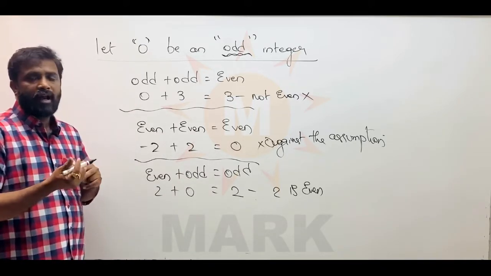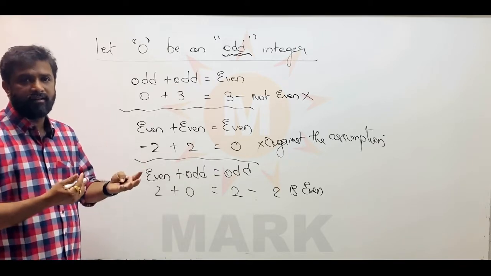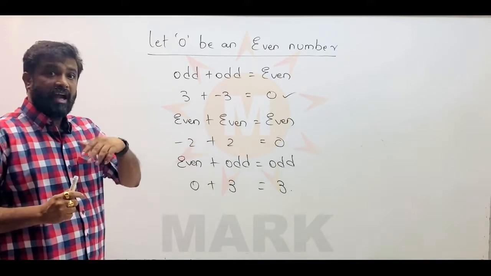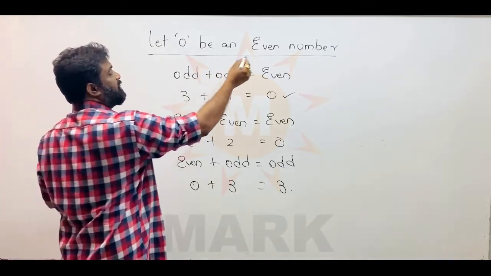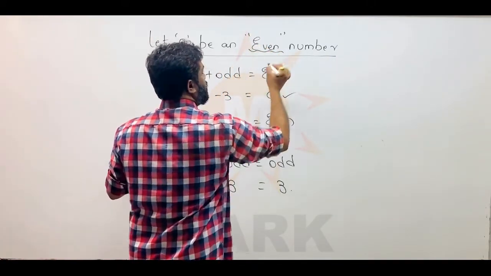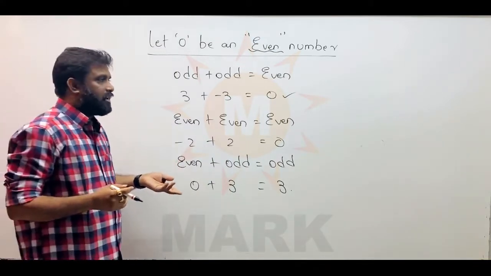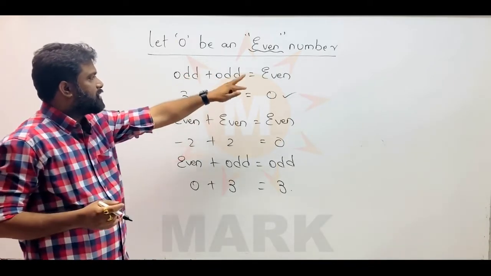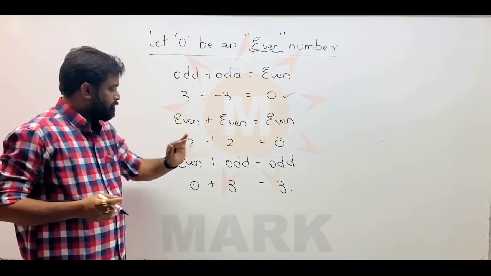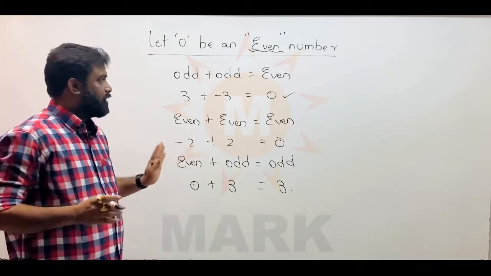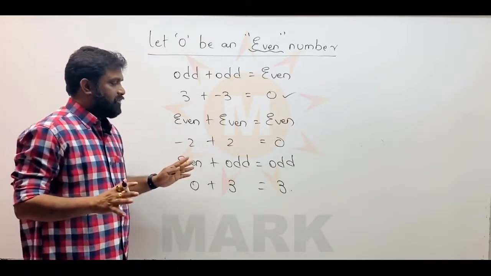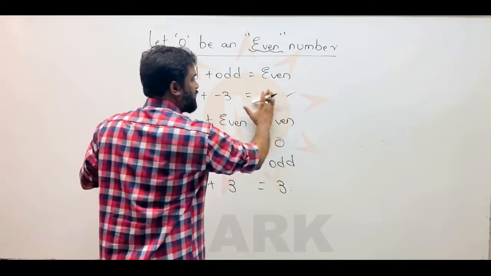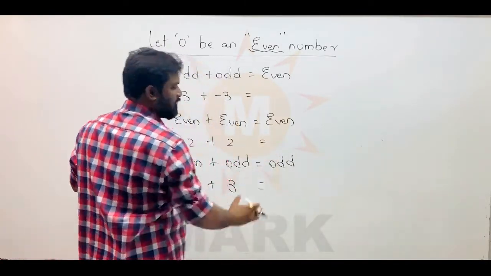Now let us see what happens if I assume 0 as an even integer, right? Let 0 be an even number. Again I have written the rules: odd plus odd should give even, even plus even should give even, and even plus odd should give odd. I have written the equations in such a way that I will get 0 on this side or that side. I will not write the answers for now. Let us check whether they are verified or not.